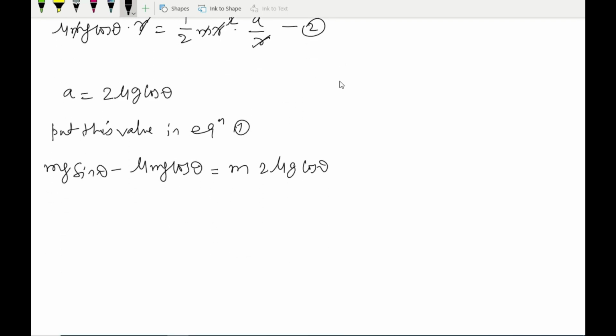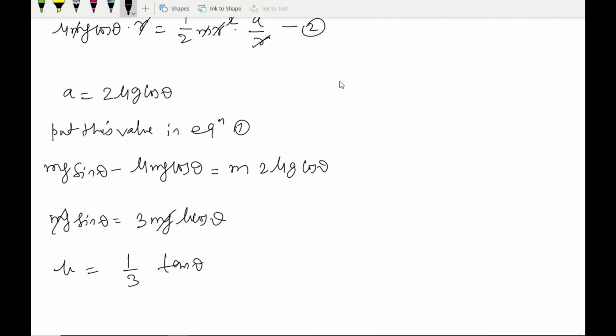Now solve this. What you can find from here is mu. So just keep mg sin theta this side and just take mu cos theta this side. So 2 and 1 is 3. It will become 3 mg mu cos theta. mg and mg you can cross them out. So mu will become 1 by 3 tan theta. You got the value of mu, right?